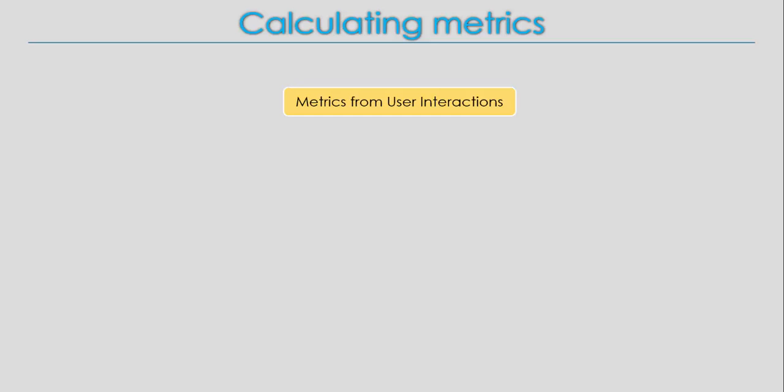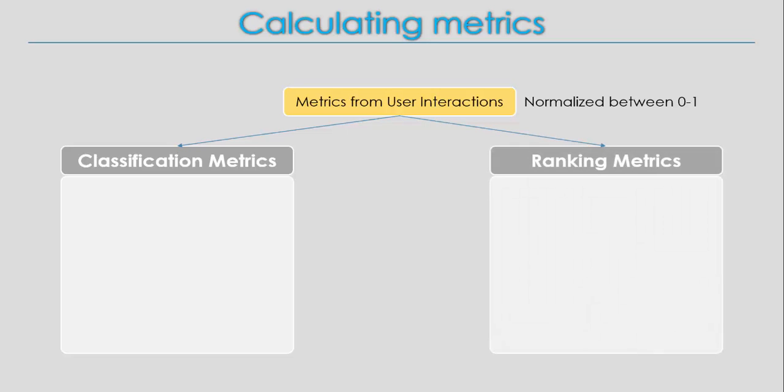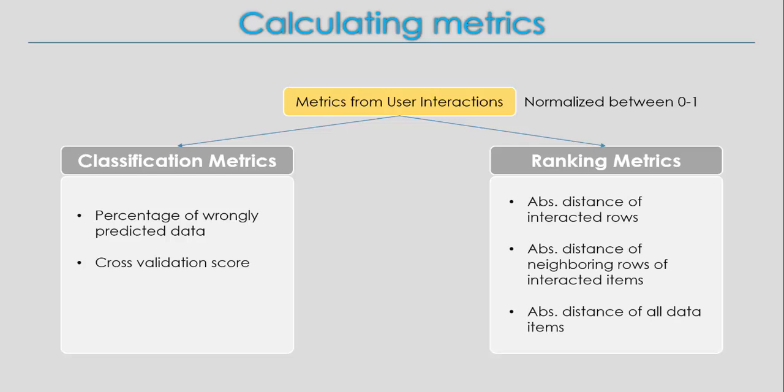The metrics derived from the user interactions are of two kinds: classification metrics and ranking metrics. For classification, Gaggle uses percentage of wrongly predicted interacted data items and a cross-validation score as a metric. The sum total of these are normalized between 0 to 1. For ranking tasks, Gaggle uses three kinds of metrics based on absolute distances from the assigned rank to the predicted rank. I would recommend to read the paper to know further details.